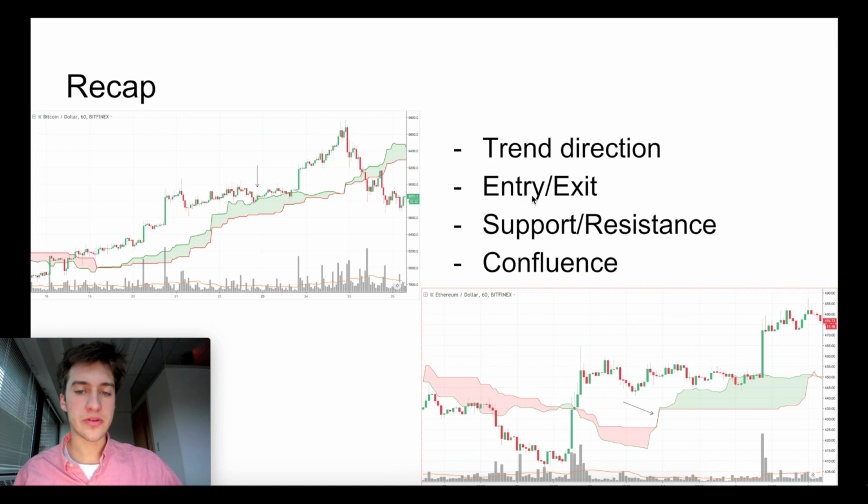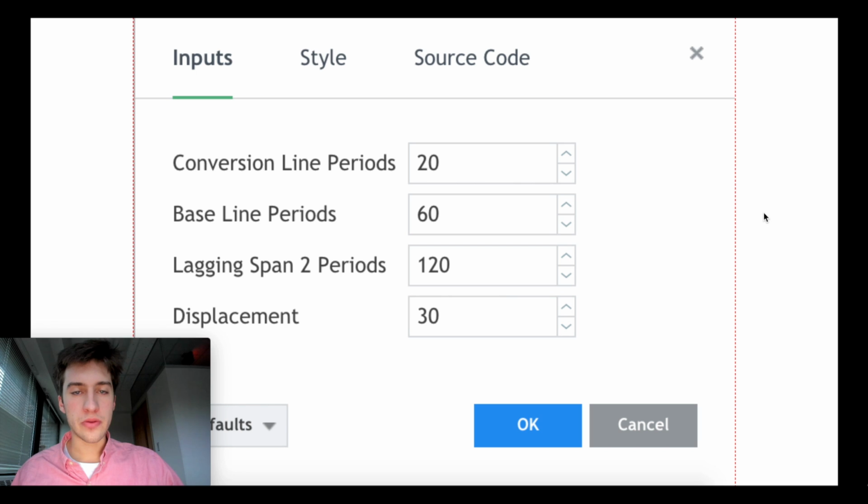We're going to be adding on to these three and also adding in more volatility metrics when we're using the Ichimoku Cloud. These are the settings that I use for the cloud. Of course, you can use any settings you want, but I find that this helps the most with a 24/7 crypto market.